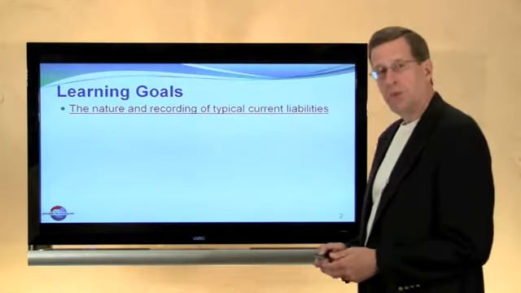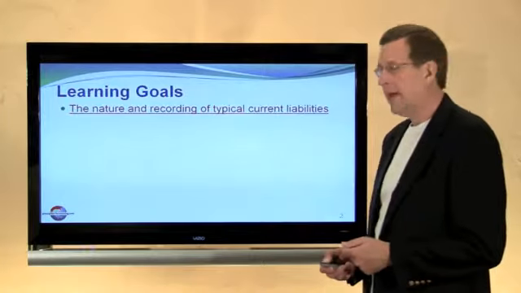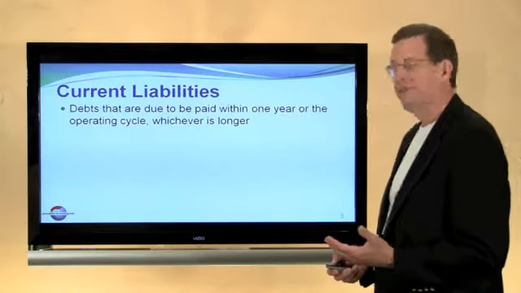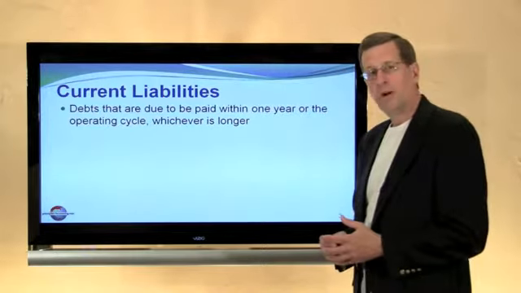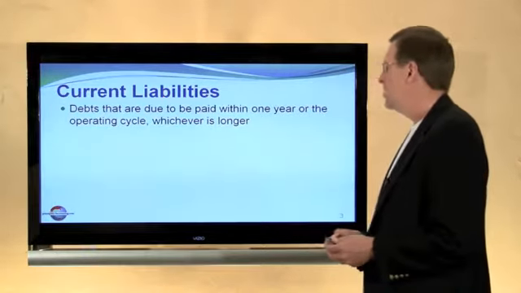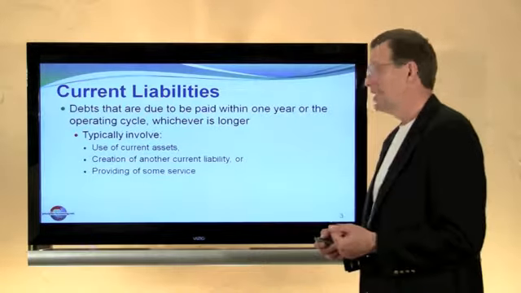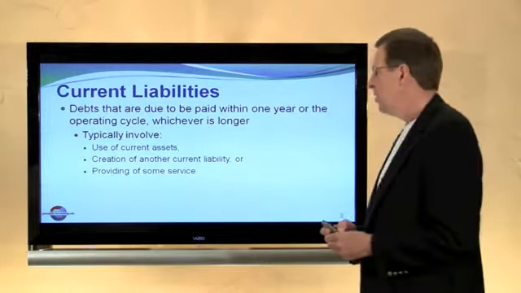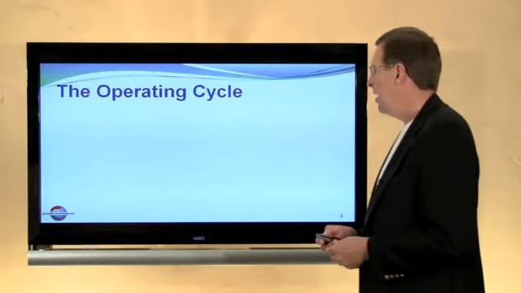And in this first module, the topic for consideration will be the nature and recording of typical current liabilities. The definition of a current liability in a very general sense would be debts that are due to be paid within 1 year or the operating cycle, whichever is longer. This typically, however, involves the use of current assets or the creation of another current liability, or perhaps the providing of some service to satisfy an obligation.